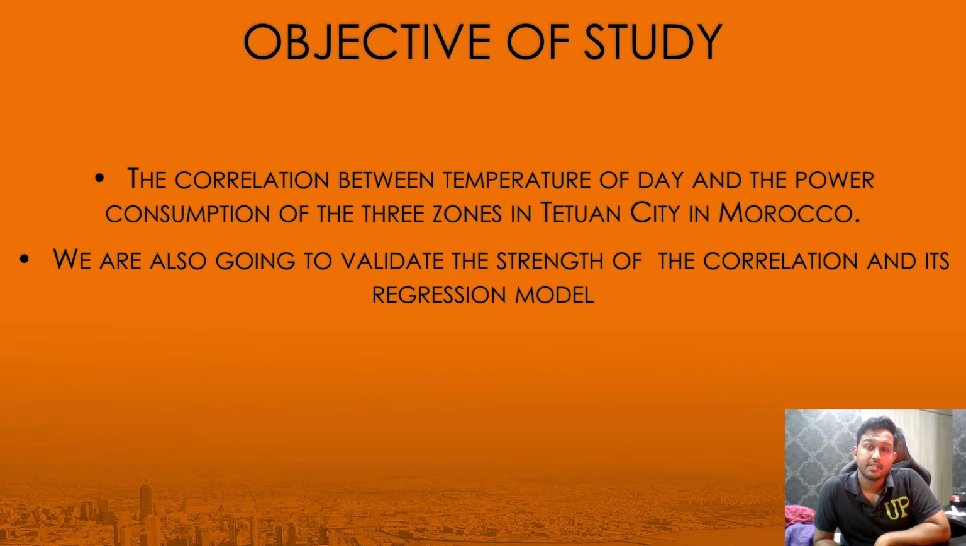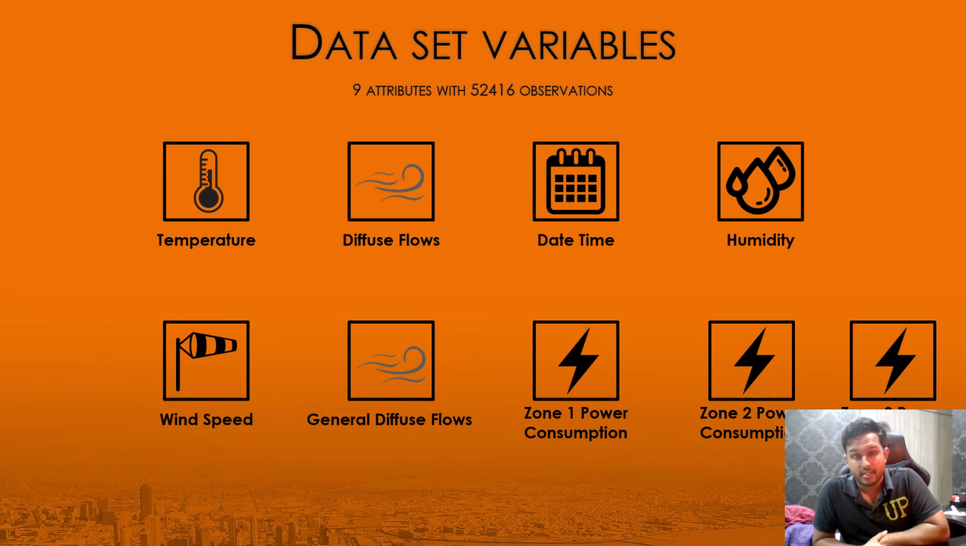The objective of this study is to study the correlation of the temperature of day with the power zones, and also further we are going to validate the strength and the correlation of the model that we are generating. So with this data set, it comes with 9 attributes and 52,000 observations, and of the attributes as shown on screen, the notable ones are temperature and the power zone consumption.